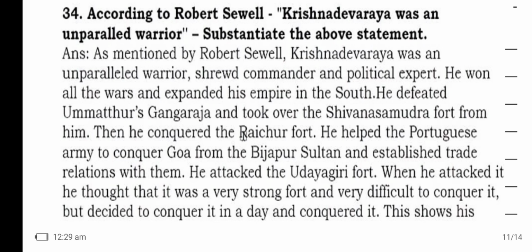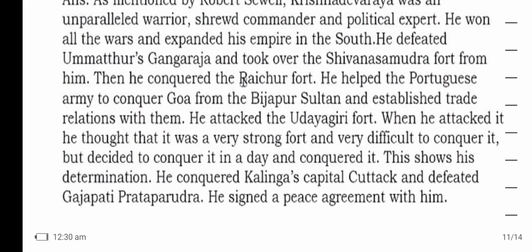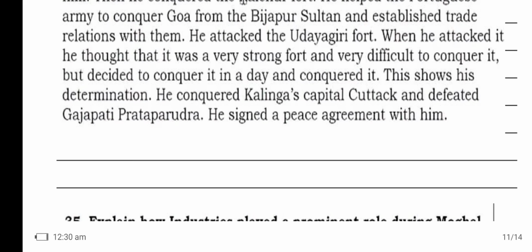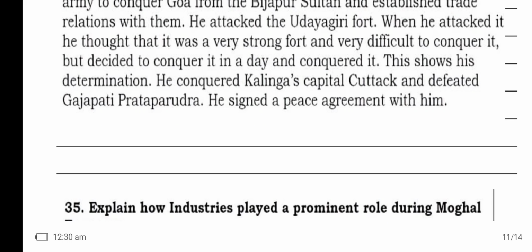He defeated Matura's Gangaraja and took over the Shivanasamudra fort from him. Then he conquered the Raichur fort. He helped the Portuguese army to conquer Goa from the Bijapur Sultan and established a trade relationship with them. He attacked the Udayagiri fort. When he attacked it, he thought that it was a very strong fort and very difficult to conquer, but decided to conquer it in a day and conquered it. This shows his determination. He conquered Kalinga's capital Cuttack and defeated Gajapati Prataparudra, and he signed a peace agreement with him.